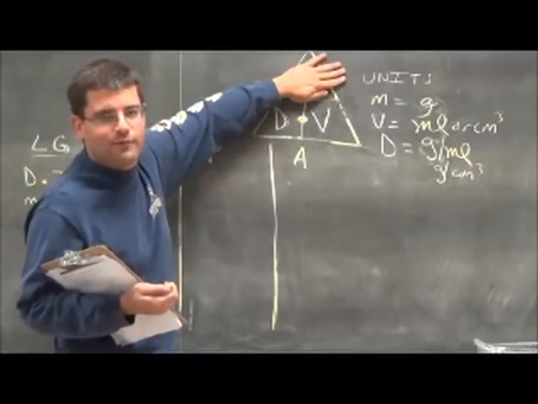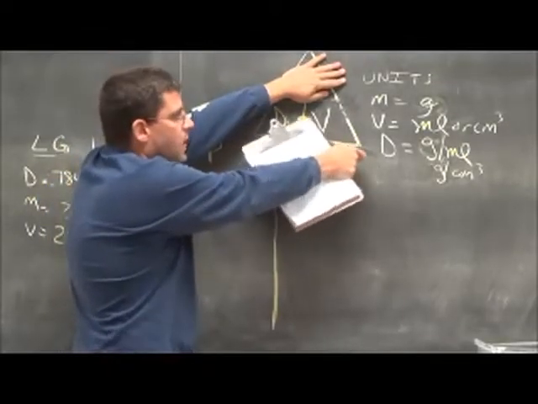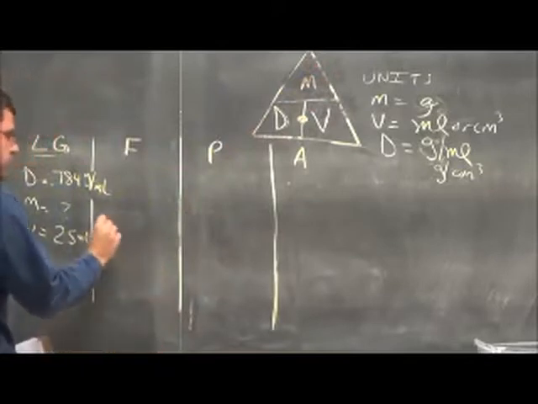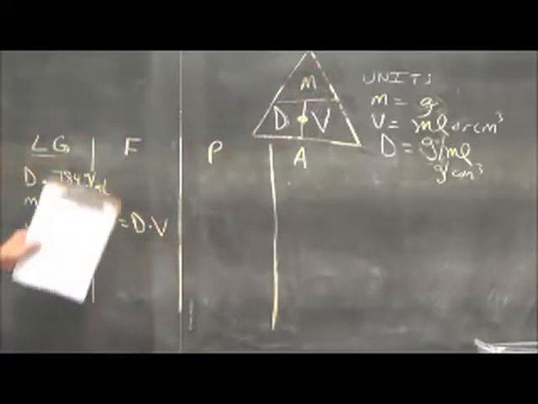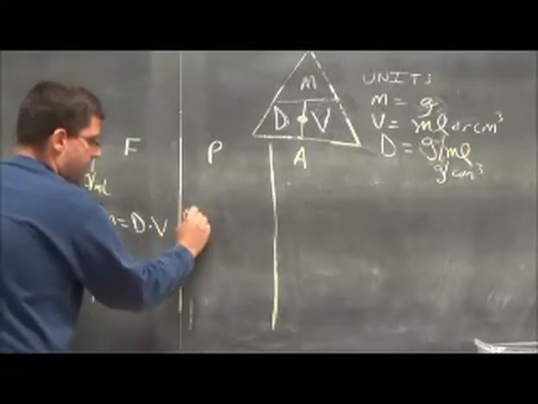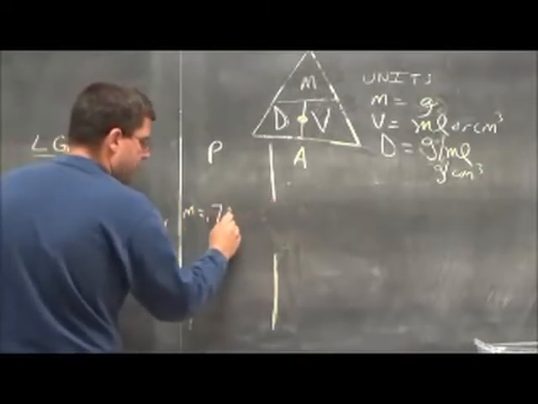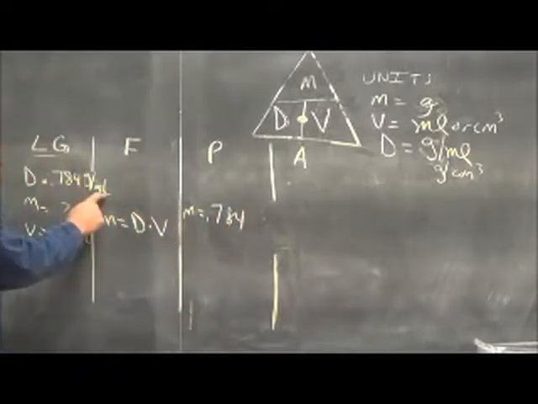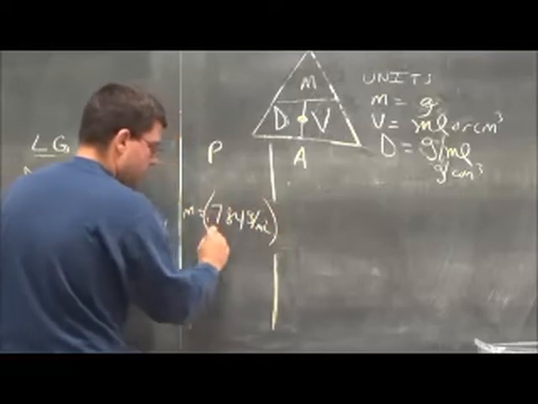Cover it up, what's left over? D dot V, D times V. Okay, that means multiply. So it's M equals D times V, just like that. So there's your formula. Plug it in, keep it organized. M equals 0.784. Every number has a unit. Every number has a unit. Write down units. See that?